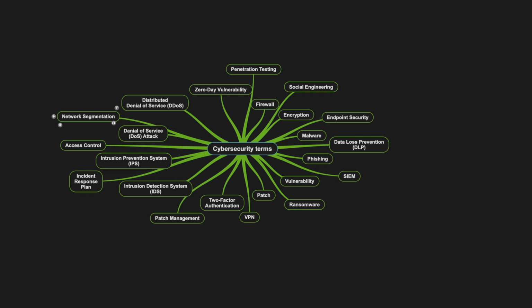Now, let's talk about network segmentation. Dividing a network into multiple smaller subnetworks or segments to enhance security and control access. It isolates critical assets and limits the scope of potential security breaches or lateral movement by attackers.